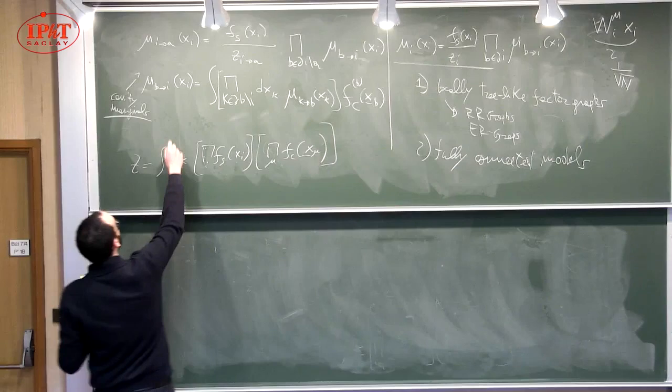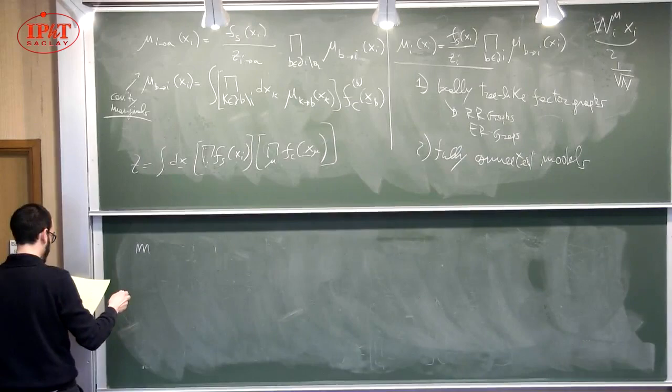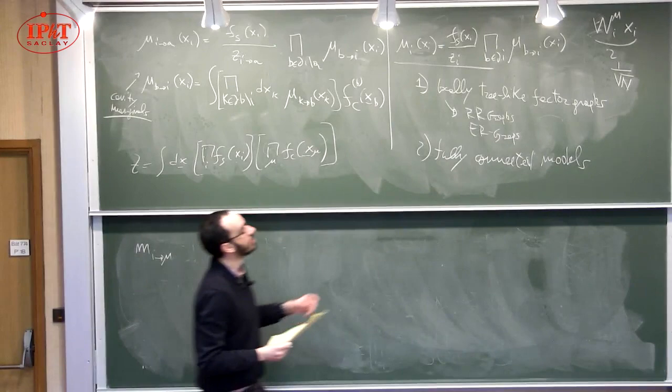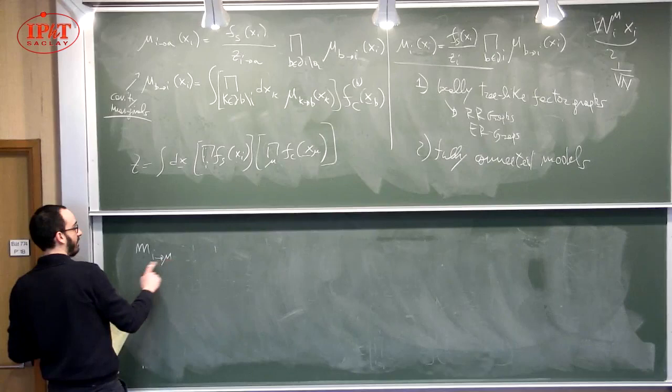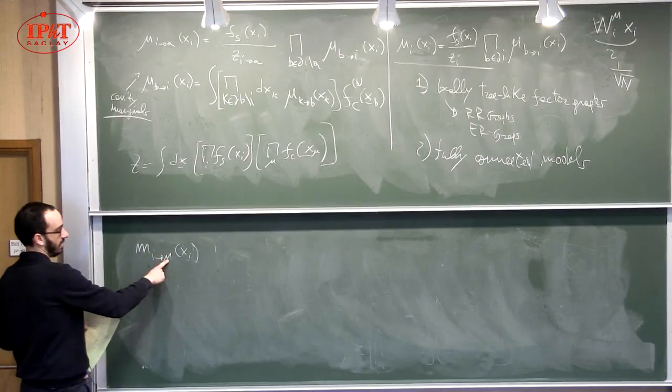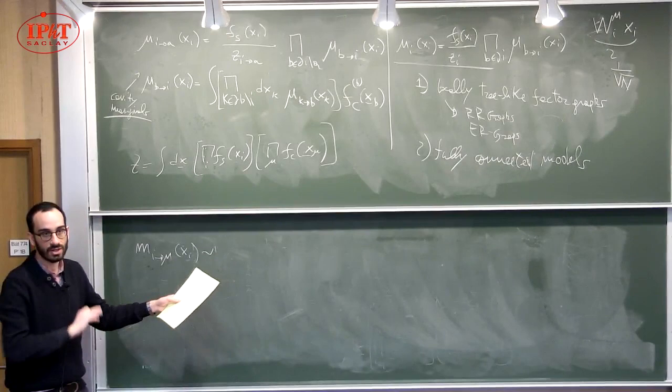Let me rewrite these two equations. Now I will call it mu, sorry for the change of notation, but it's better, because now I will use mu to denote the interactions. So this is the cavity marginal of the site I when I removed the factor node mu. Apart from the normalization, I will completely forget the normalizations, which are not important for what I will tell you.